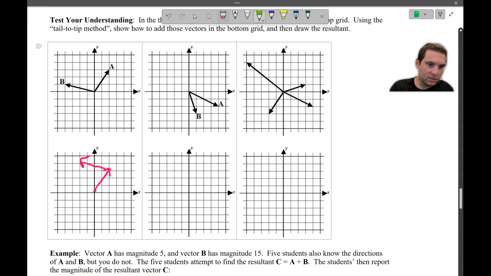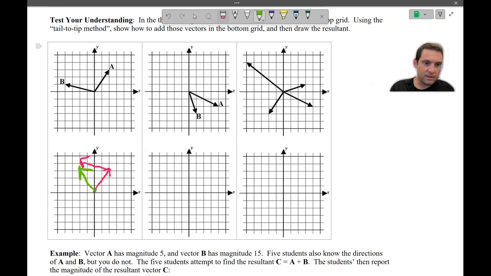Making my resultant. Vector A goes down 2 and to the right 4. Vector B goes down 3 and to the right 1.